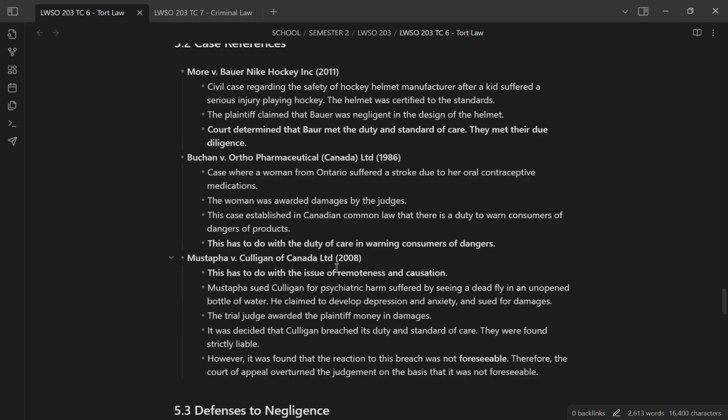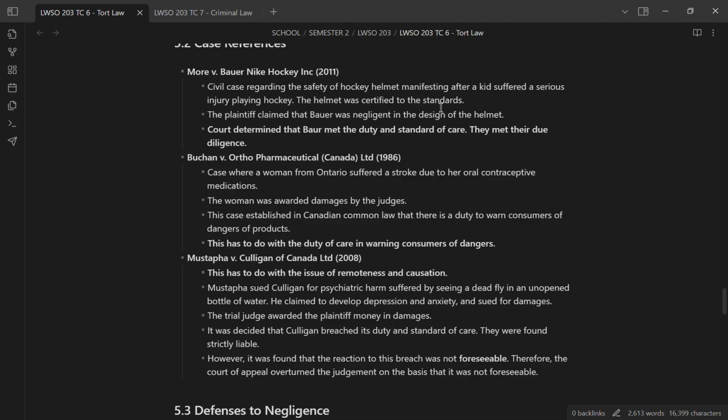So we have Moore versus Bauer Nike Hockey Incorporated Company. Moore versus Bauer is a civil case regarding the safety of hockey helmet manufacture after a kid suffered a serious injury playing hockey. The helmet was certified to the standards, though.